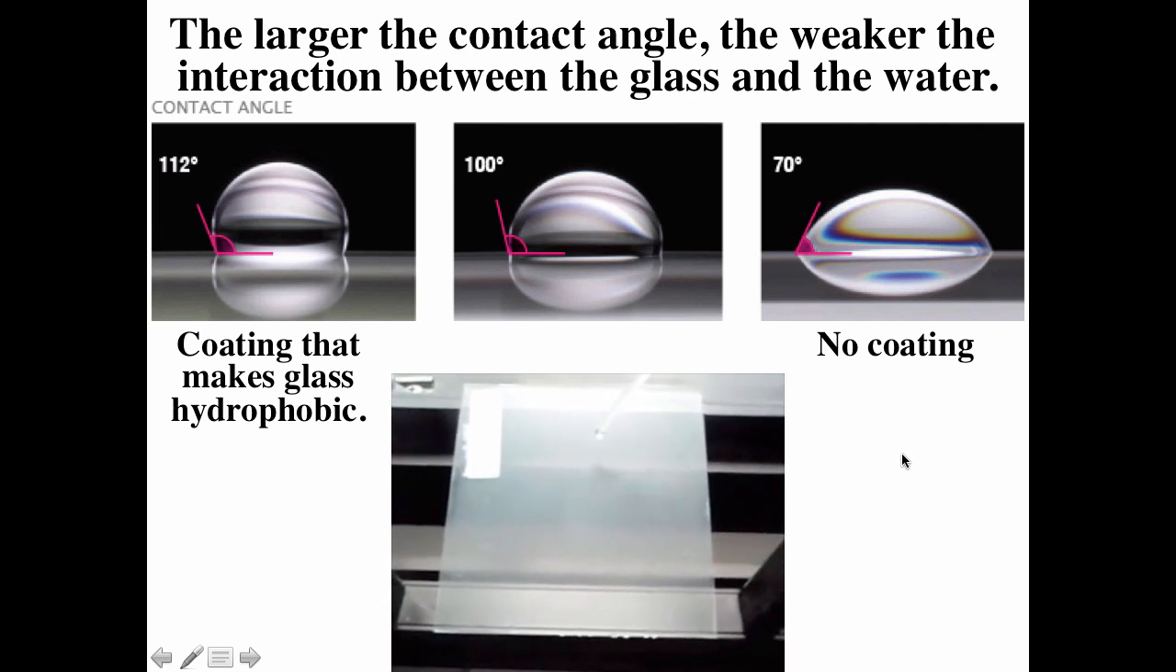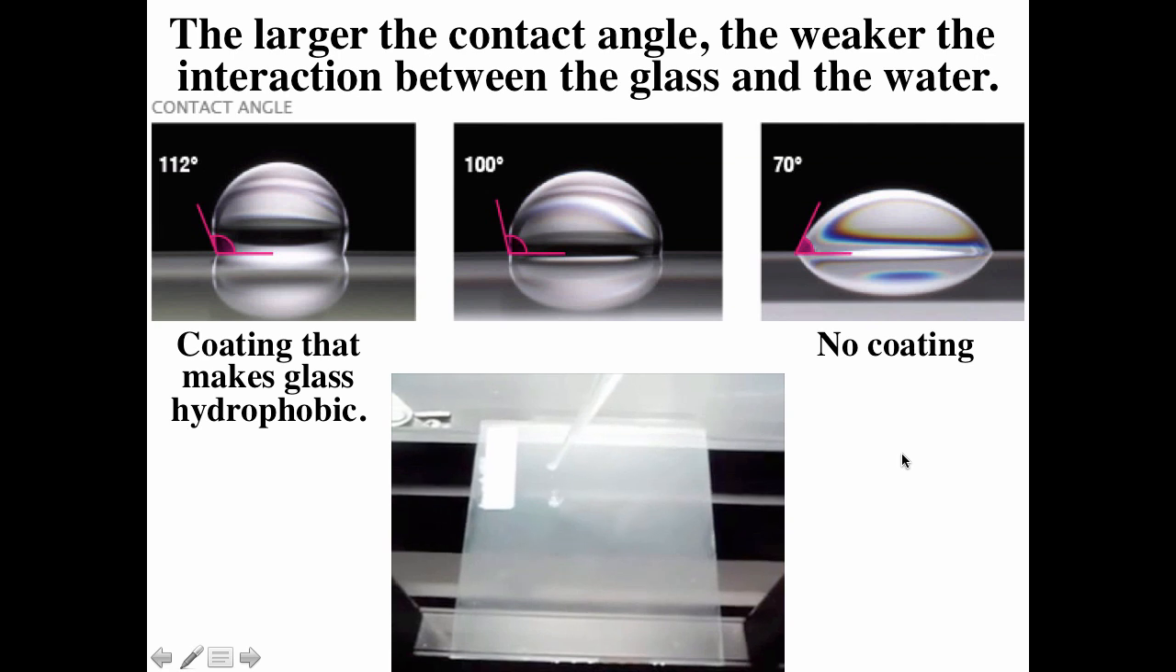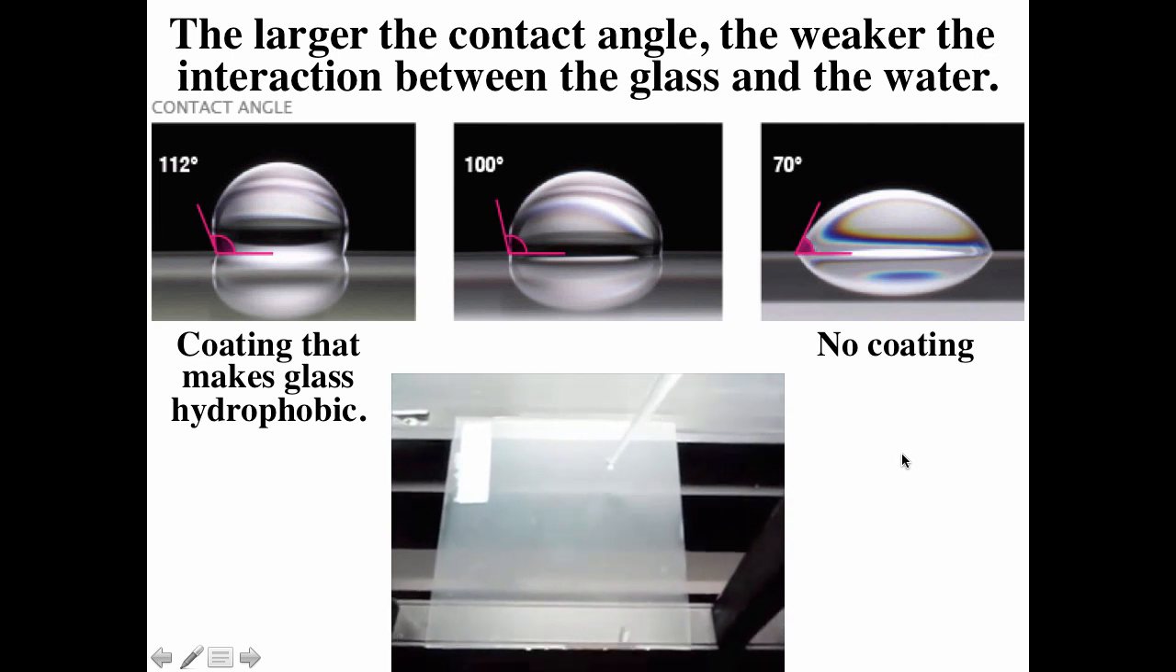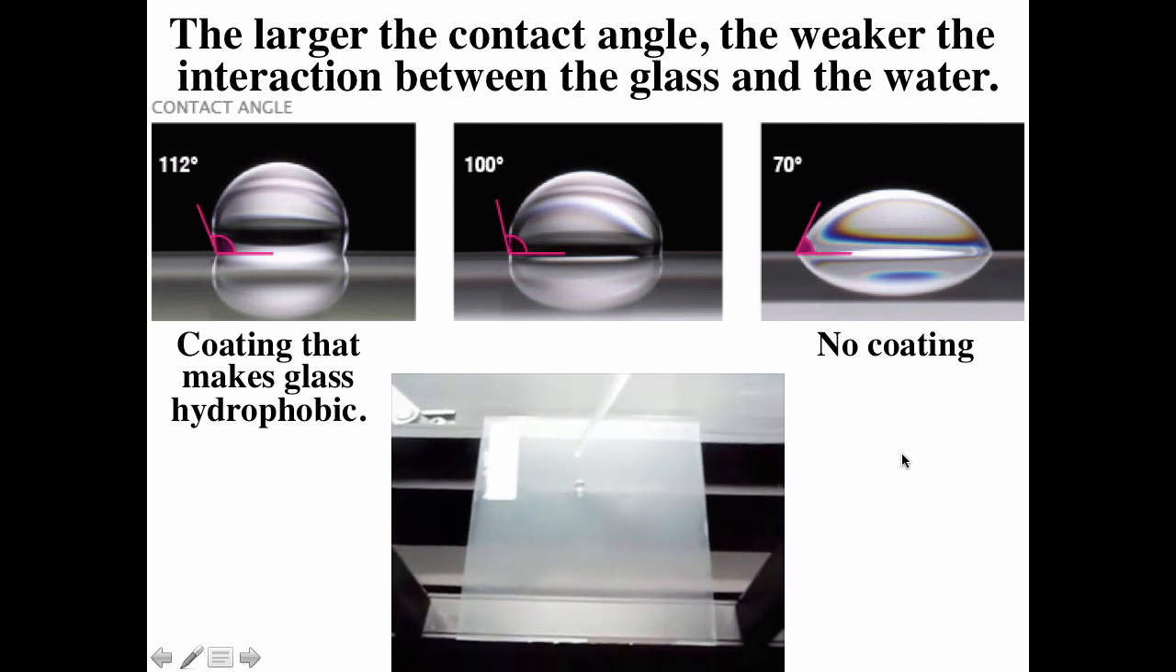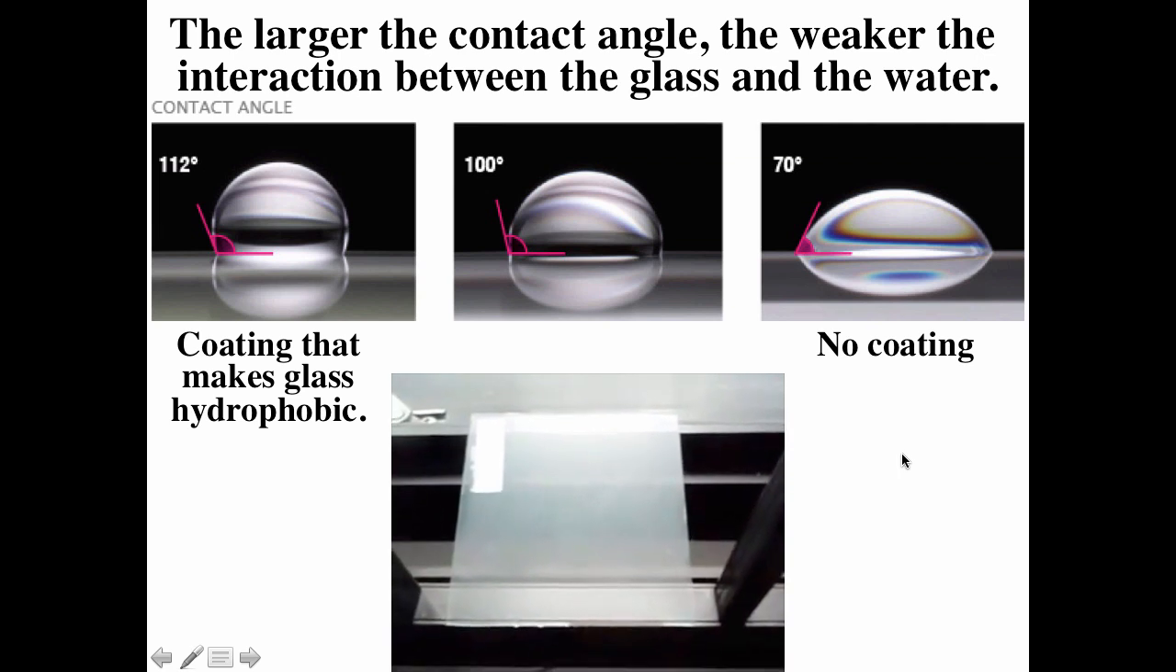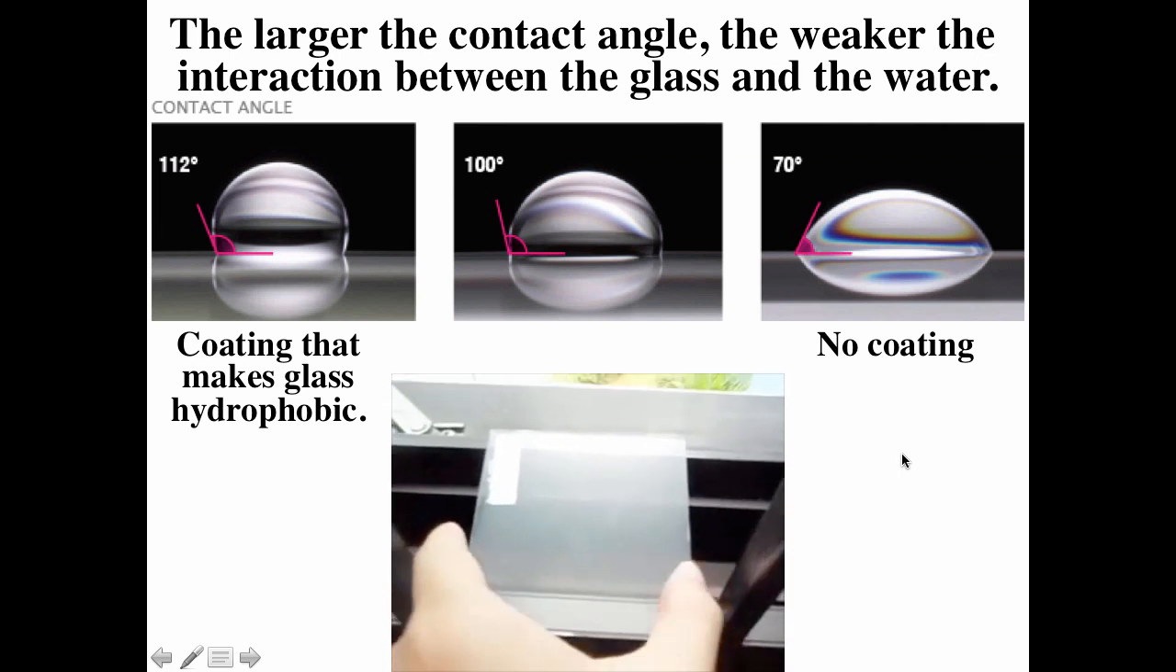And so notice how the drops just roll right off the surface. This is the treated surface. And so there's different ways of treating a surface. You can use a coating. You can change the surface a number of different ways.